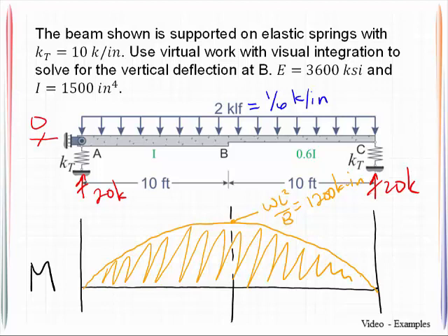Before we move on to looking at the virtual structure, we need to make sure that we have identified for our springs the axial forces that are present in there. Quickly using equilibrium, we can identify that the axial force in the spring is 20 kips. It is in compression, so we will use a negative for that. And we'll denote that with the capital letter N, indicating it comes from the real structure.